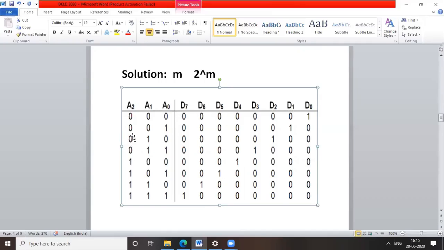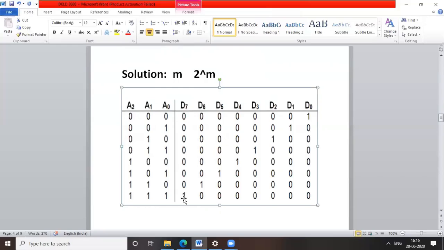Similarly, if input lines are 0, 0, 1, so 001, convert it into decimal, so it is 1. That's why which output line will be selected? D1 will be selected, and all other output lines will be inactive. In the same way, for the next input combination, D2 will be selected. If input lines are 111, what is the decimal equivalent of 111? It is 7. So D7 will be selected.